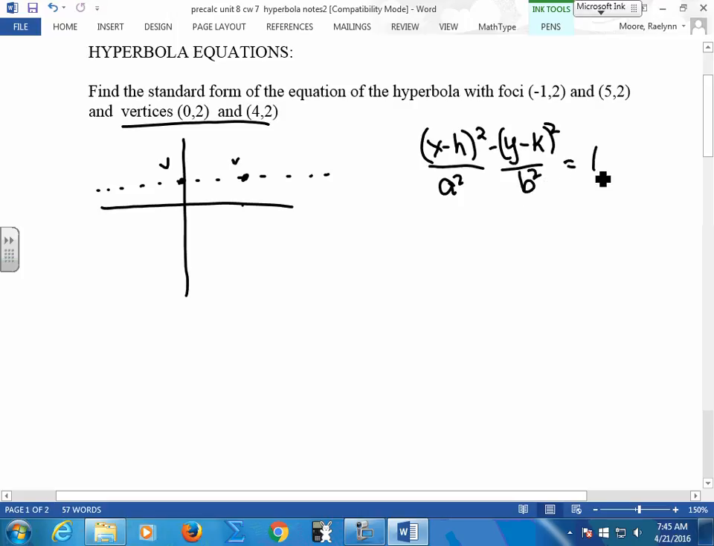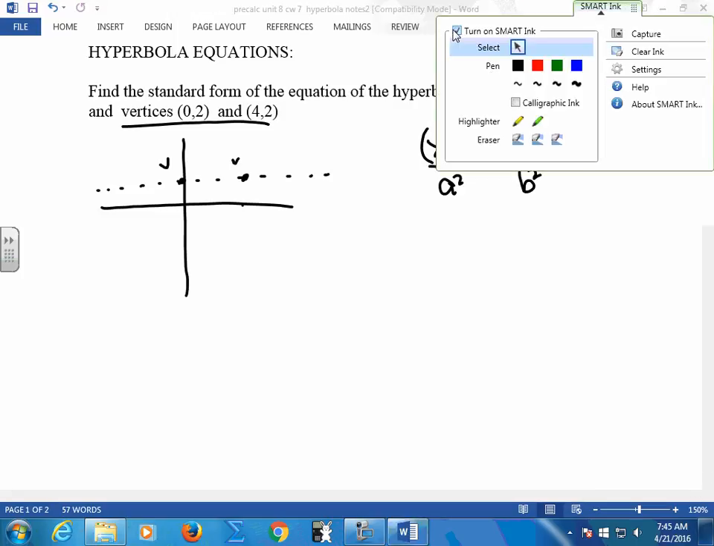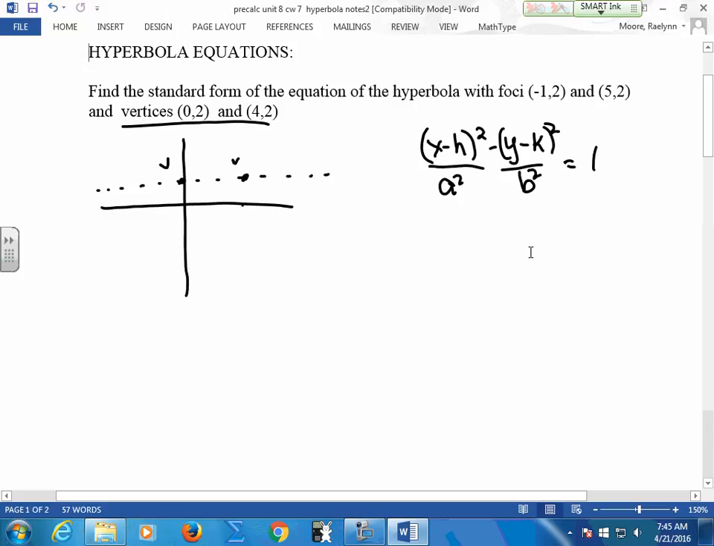Okay. Do we have a center? Can we find a center? 2, 2. Nice when they're that simple, right? So, can we fill in the h and the k? Yes, we can.